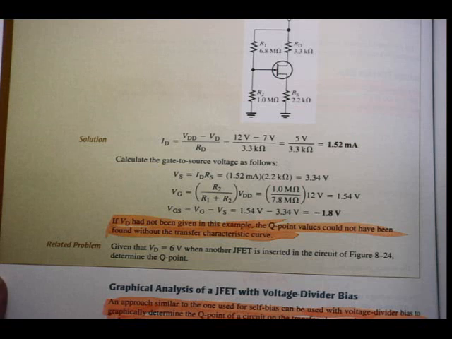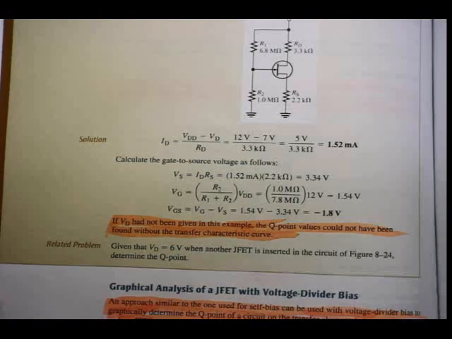Then I can calculate the gate to source voltage. VS is equal to ID times RS, 3.34 volts. VG using the voltage divider formula, 1.54 volts. Then VGS is VG minus VS, and I see I get my negative voltage as it should be for reverse biasing between the gate and the source, minus 1.8 volts. Please take note on that example. If VD had not been given in this example, the Q point values could not have been found without the transfer characteristic curve, of course.